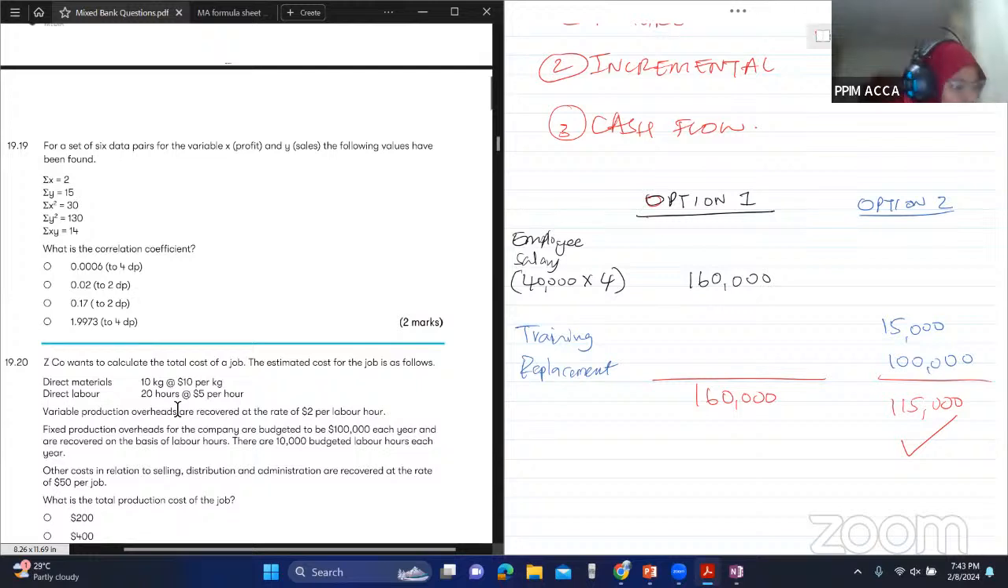Okay. Now this is another forecasting area. It's saying for a set of 6 data pairs, so X values and Y values, you have 6 of them. For the variable X is profit, Y is sales, the following values have been found. So they have sigma X, sigma Y, sigma X squared, sigma Y squared, XY. Okay, everything is given. What is the correlation coefficient?